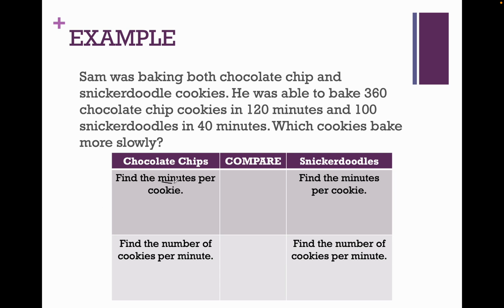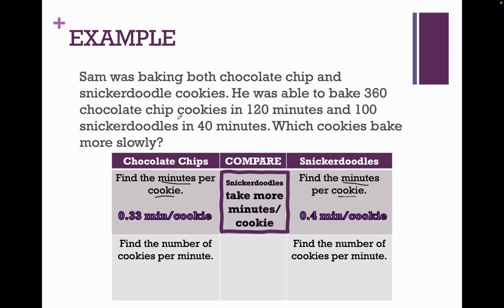The first thing I want you to calculate is the number of minutes per cookie for both the chocolate chips and the snickerdoodles. So for chocolate chips, that's 120 minutes divided by 360 cookies, which is about 0.33 minutes per cookie. For snickerdoodles, you're doing 40 minutes divided by 100 cookies, which is about 0.4 minutes per cookie. Which one is slower? In this case, it's the one that takes longer. That's the bigger number because snickerdoodles take more minutes per cookie. So here we're looking for the bigger number because it's more minutes, which is slower.